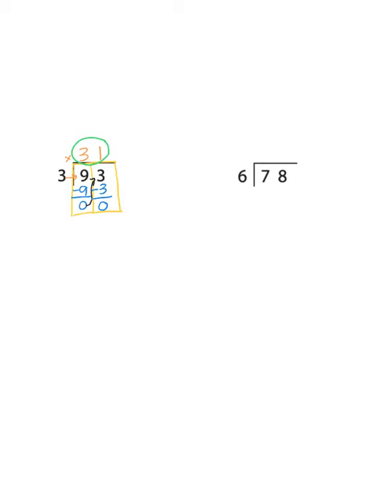When I check my work, when I do 31 times 3, I should get an answer of 93. So 30 times 3 is 90, 3 times 1 is 3, and 90 plus 3 is 93. So this checks out, so I know that my answer is 31. Now I want you to try the next one, 78 divided by 6, on your own.